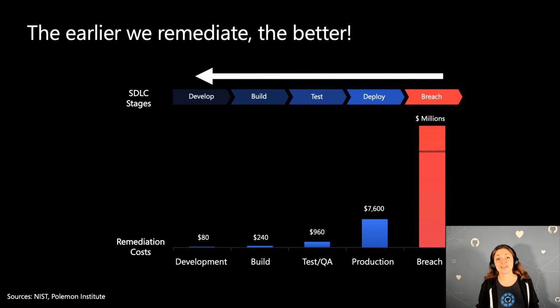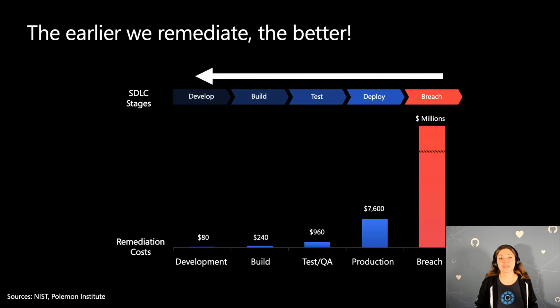The other important piece of data is that the faster we remediate vulnerabilities, the better for us. It could cost us very little money if we discover the vulnerability during development, but it can cost the organization millions of dollars if it makes it all the way to production and we actually get breached. So we want to shift our security left as much as possible, earlier into the development lifecycle. But how do we do that?